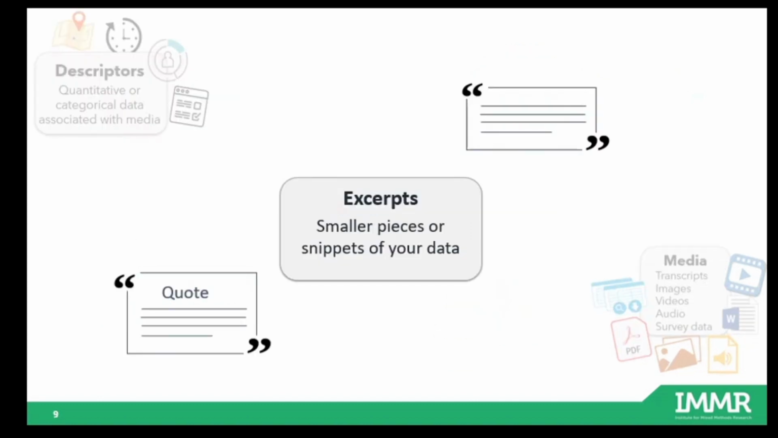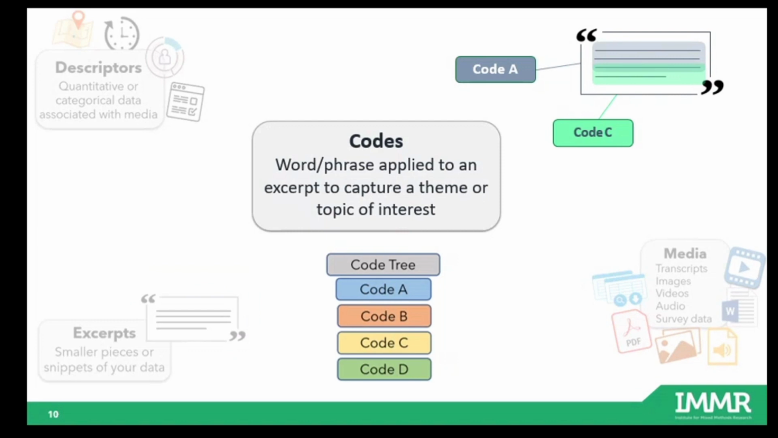Next, we have excerpts. So these will be the smaller pieces or chunks of your data that you're flagging as significant to your study. You can think of this as a quote that you're going to code, or maybe a snippet of a piece of a video. And of course, you would attach codes to those. So those words or phrases that you're coming up with to capture a theme or topic of interest in your study. And you can apply multiple codes to one excerpt. I would say that's a best practice, really, and it opens up a lot of analytical possibilities when it comes to data visualization as well.